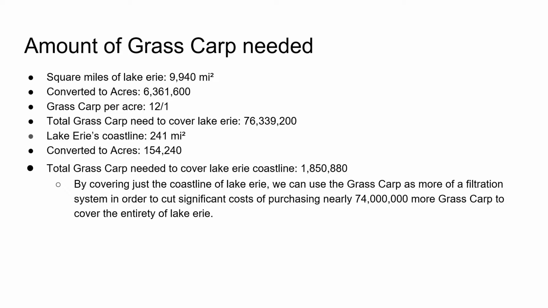Calculations we did on how many grass carp we need show that approximately 2 million grass carp will be needed to cover the coastline of Lake Erie, which is where we would like to add this filtration system, which when converted to acres is approximately 154,000 acres.